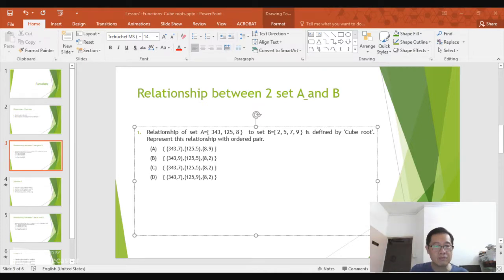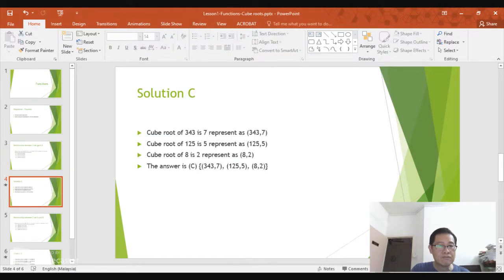Then 125. Just now I already showed you: 5 cubed gives you 125, so it's correct. The final one is 2 cubed, which equals 8. So the answer should be C. Okay, C. So we showed you how we do the solution. Now we move on to the next. These are the solutions. The solution is C. This is how we do the cube root.